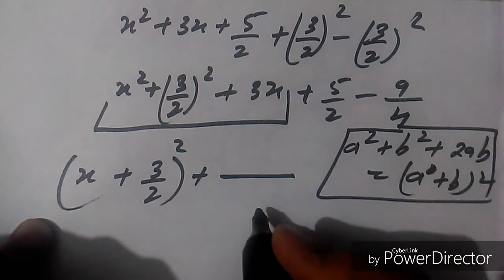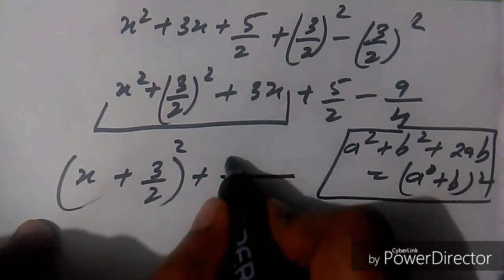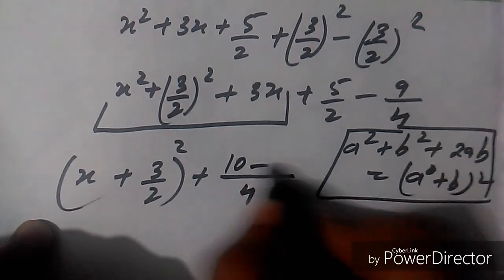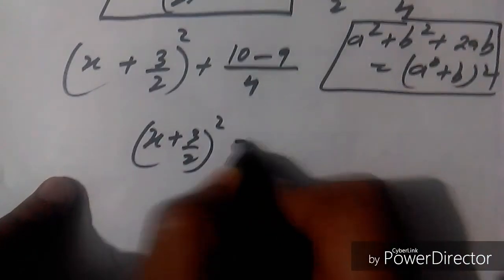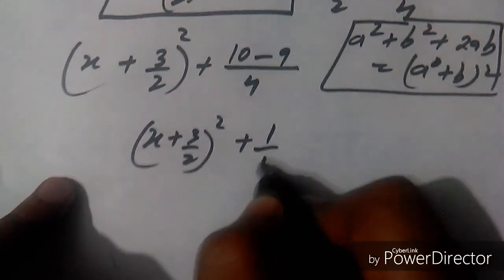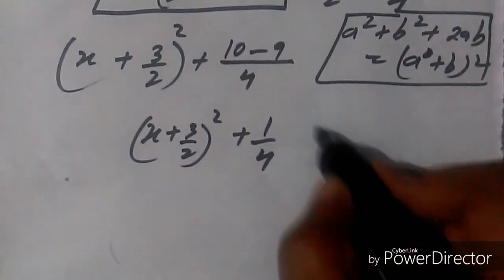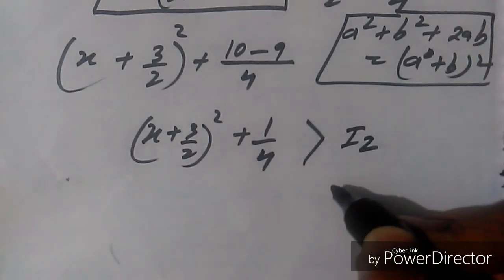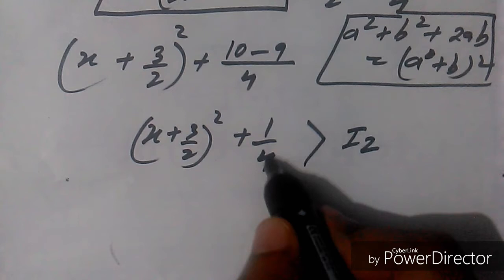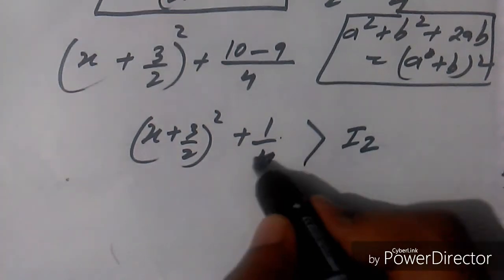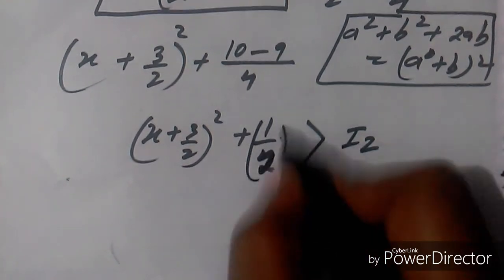Now we take LCM, that is 4, and now we take LCM, that is 10 minus 9, (x plus 3 by 2) square plus 10 minus 9, that is 1 by 4. We solve this equation. Now we put this in I2. Okay friends, and there we also change it in a square, that is 4, and square of 2 is also 4.